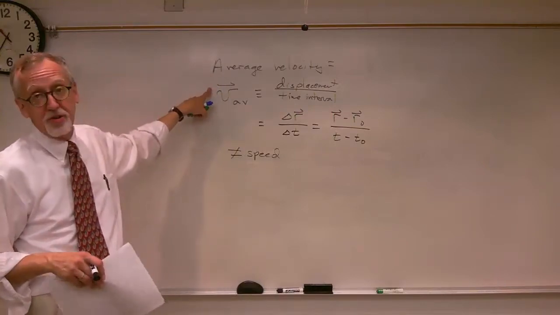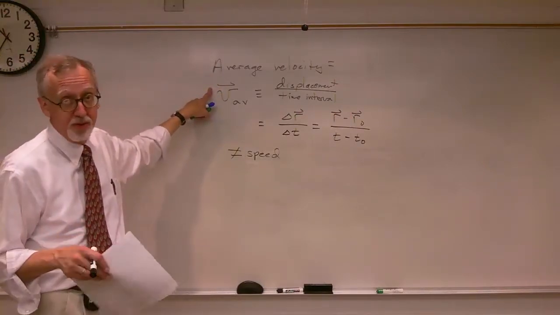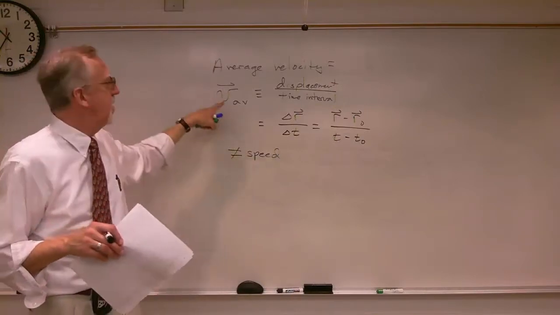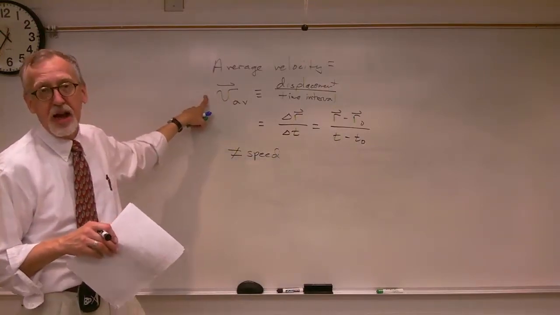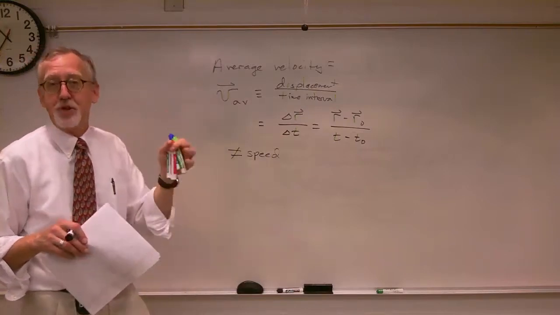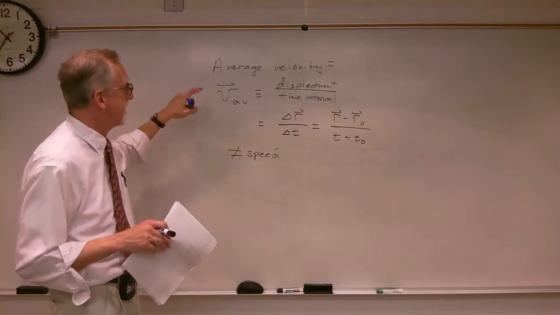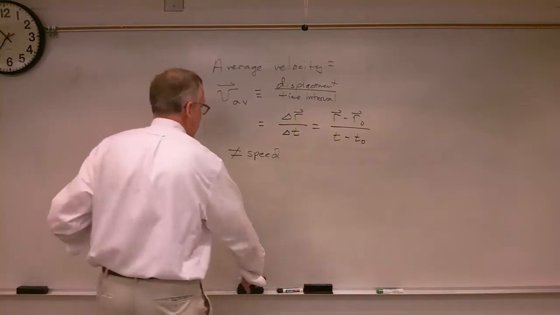Velocity is a vector, so velocity must have a direction with it. Speed is actually the magnitude of the instantaneous velocity. How fast is something moving at a particular instant? And we'll come back to that instantaneous velocity in just a minute. But let's start with the average velocity.